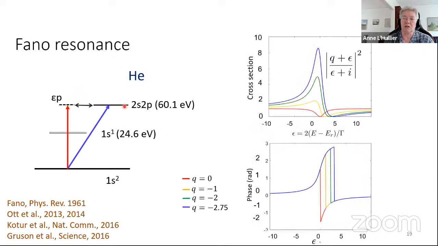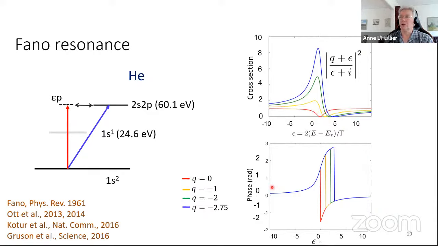This has been described and parameterized by Fano, and this is the behavior of the cross-section of this process as a function of a reduced energy, epsilon here, and the asymmetry parameter which characterizes the interference. And this is the cross-section here for different asymmetry parameters, and you see how the shape depends on this parameter here.